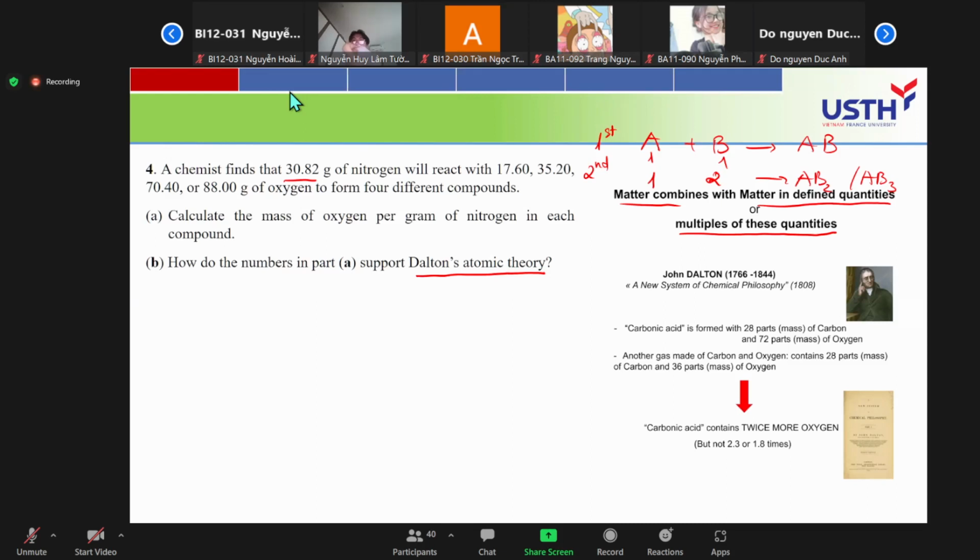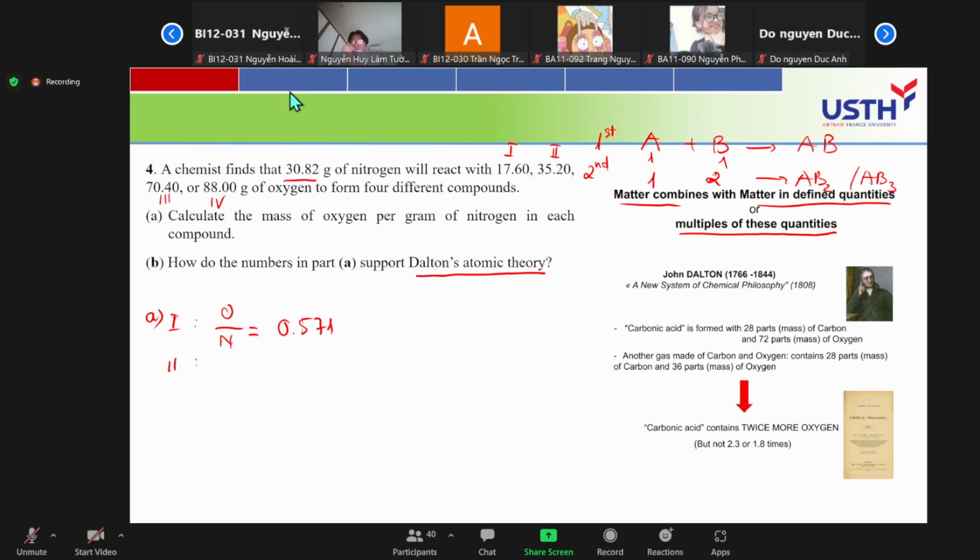Okay, can anyone give me the result, please? Let's call them the first, the second, the third, and the fourth compounds. For the first compound, the ratio between oxygen and nitrogen is? And it is equal to 0.571. Okay, right, thank you.